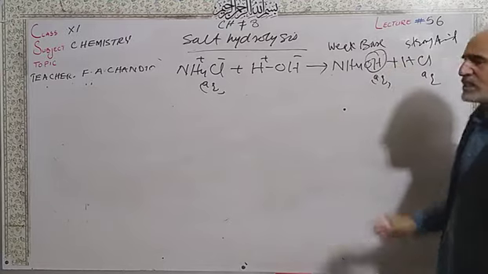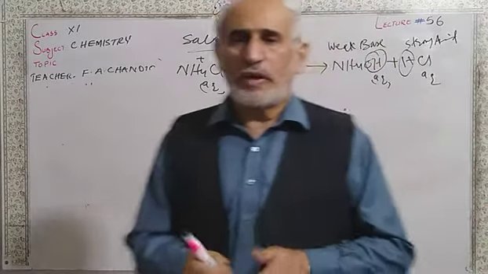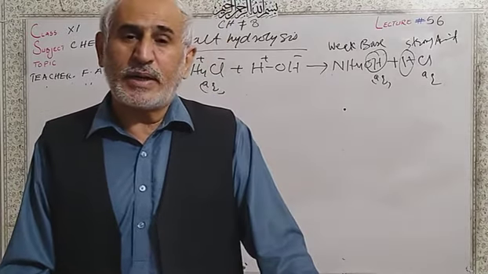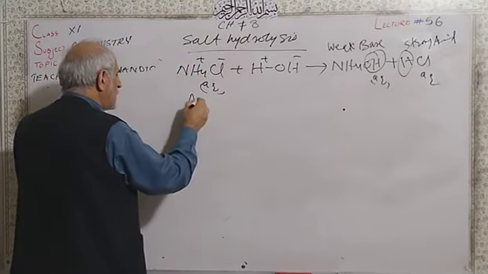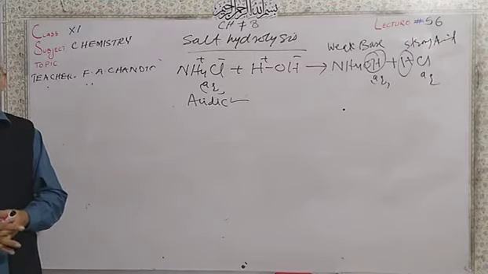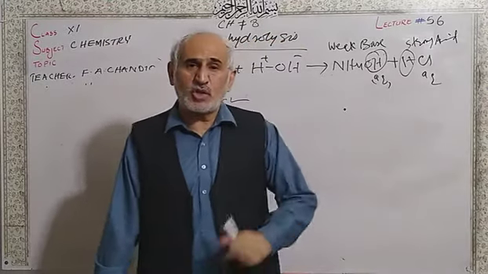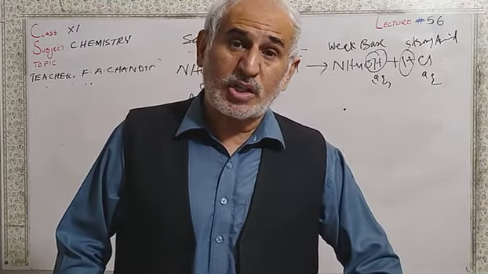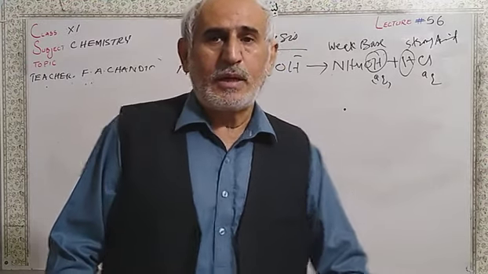Weak base means hydroxyl concentrations are small, less, and hydrogen ion concentrations are more. So when the hydrogen ion concentration is higher, larger in the aqueous solution as compared to the hydroxide ion concentration, the nature of the ammonium chloride in water is acidic. So ammonium chloride in aqueous solution has an acidic nature because it gives a strong acid and a weak base. Strong acid and weak base. Strong acid means hydrogen ion concentrations are greater, larger than that of the hydroxide ion concentrations.